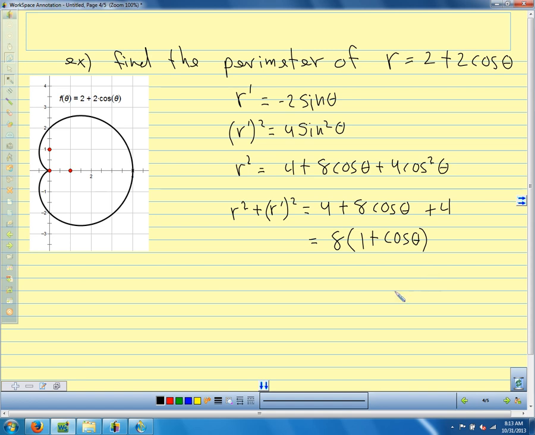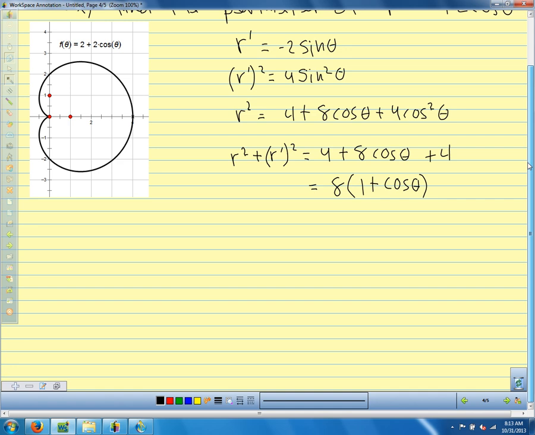But now here's the tricky part. We have to take the square root of this, right? So our arc length, we were feeling hopeful here, and now we're looking at this: the integral from 0 to pi of the square root of 8 times 1 plus cosine theta, d theta. Oh, this doesn't look great.